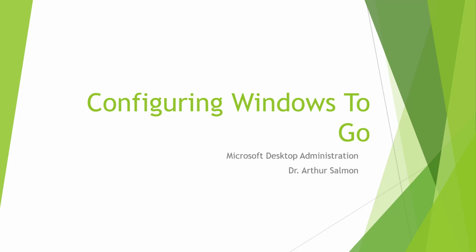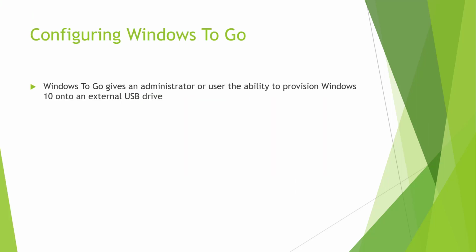Windows to Go is really interesting because it gives the administrator or a user the ability to provision Windows 10 to an external USB drive. You can use the USB drive, this is the Windows to Go workspace, to load a complete Windows 10 system image, either managed or unmanaged, to a host computer, and then you can boot from it. That way, you have a full copy of Windows on the go.